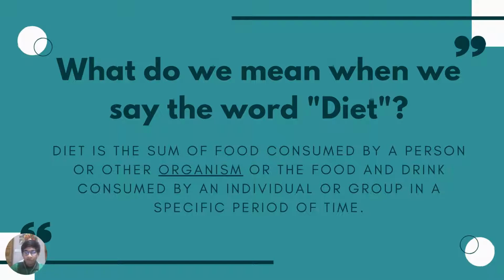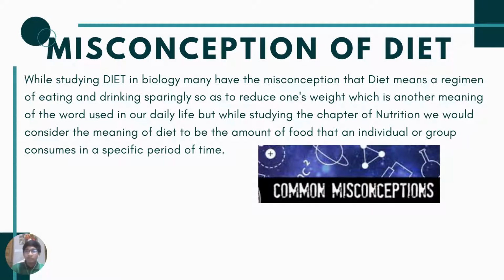Now, firstly, what do we mean when we say the word diet? Diet is a sum of food consumed by a person or other organism, or the food and drink consumed by an individual or group in a specific period of time. Many people have a misconception of the word diet. While studying diet in biology, many have the misconception that diet means the regimen of eating and drinking sparingly so as to reduce one's weight, which is actually another meaning of the word used in our daily life. But while studying the chapter of nutrition in biology, we would consider the meaning of diet to be the amount of food that an individual or group consumes in a specific period of time.